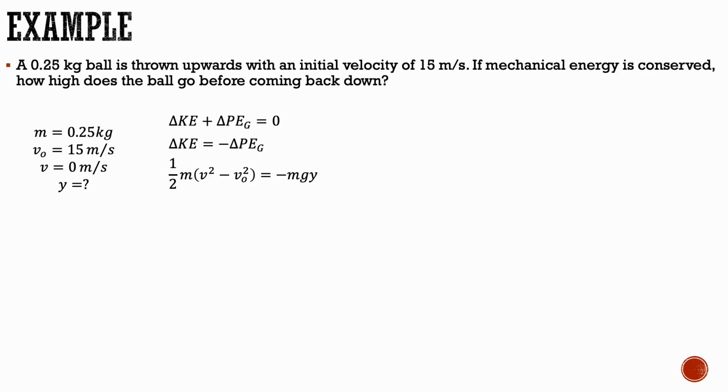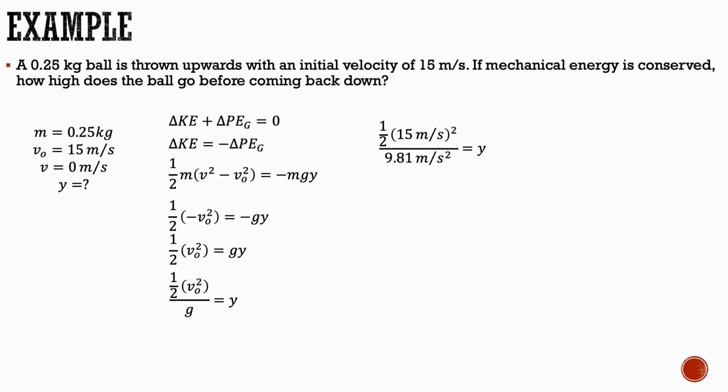Now, both sides have mass in them, so we'll cancel that out. Also, we know our final velocity is 0, so we can get rid of that term. So that gives us 1/2 times negative of our initial velocity squared equals negative gravity times y. Now you'll notice we have a negative on both sides, so we can cancel that out. Now we're trying to solve for y, so at this point I divide both sides by our gravity, and we can substitute our values in, and we end up with 11 meters.